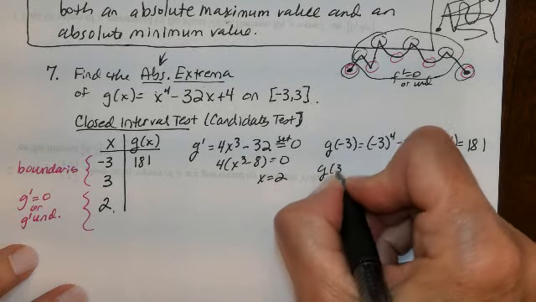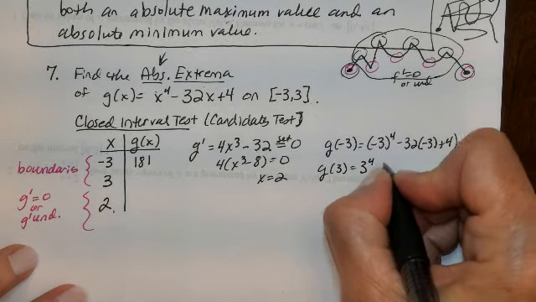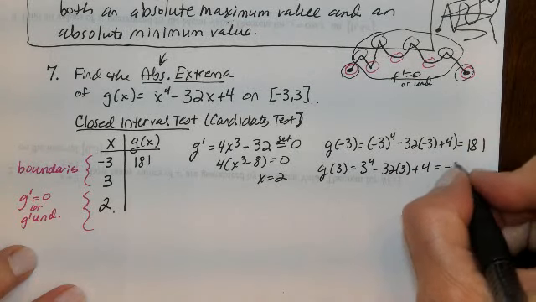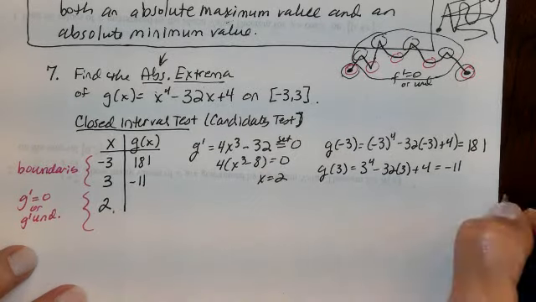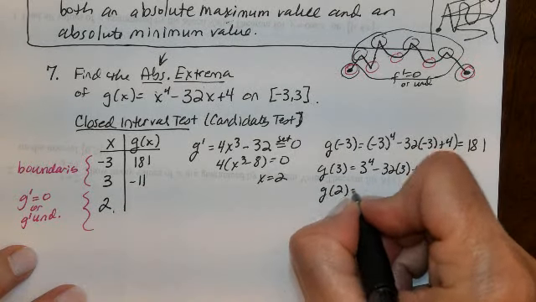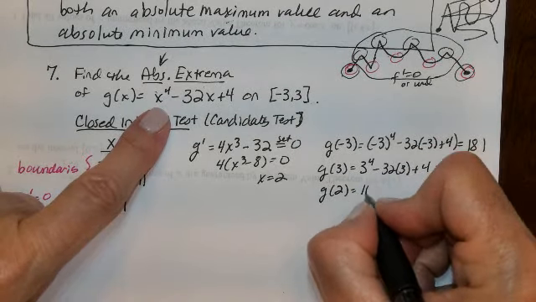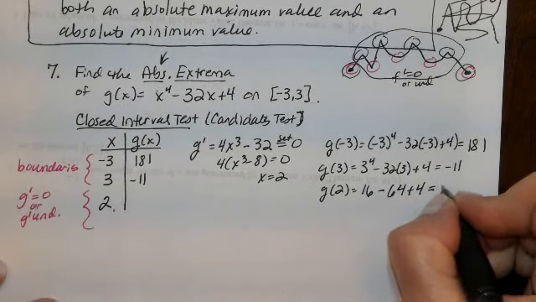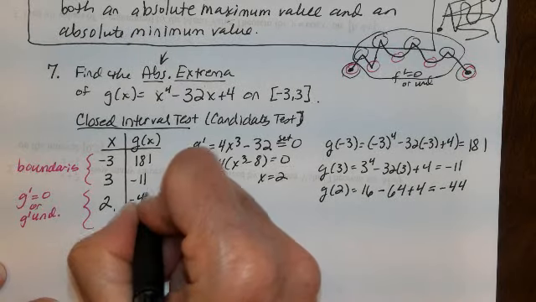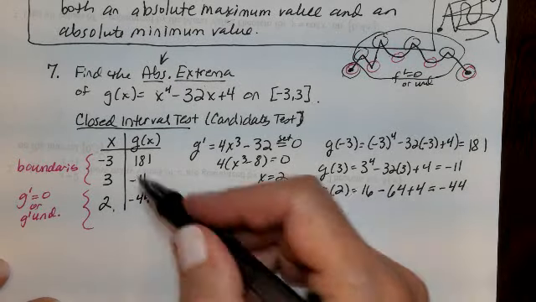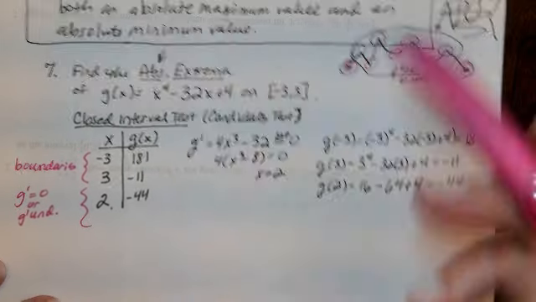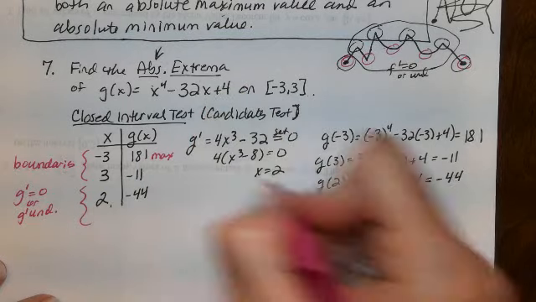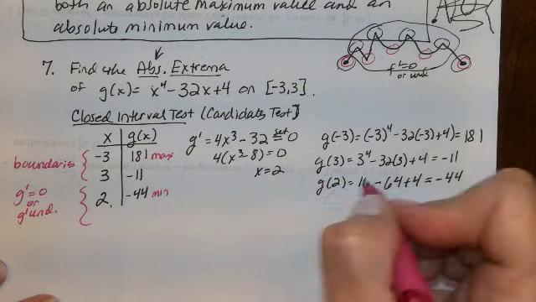Okay, now find g of 3. 3 to the 4th minus 32 times 3 plus 4. That turns out to be a negative 11. And then g of 2. We'll have 2 to the 4th minus 32 times 2 plus 4, and that turns out to be a negative 44. So now all you have to do is look to see which is the highest and which is the lowest. Well, this will be our max, this will be our min, okay?